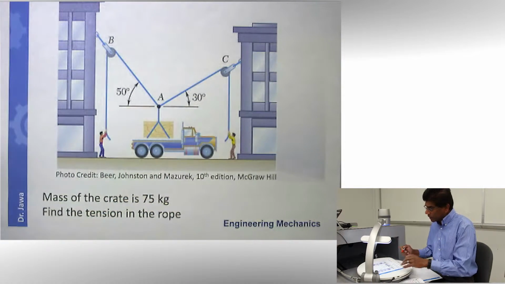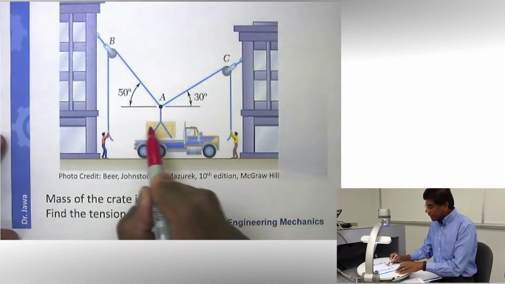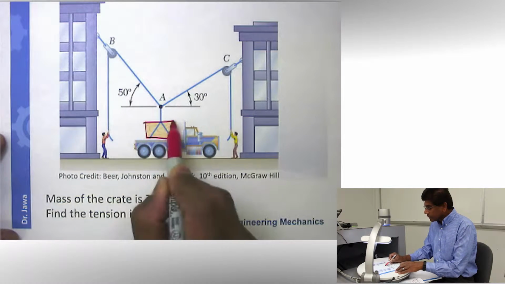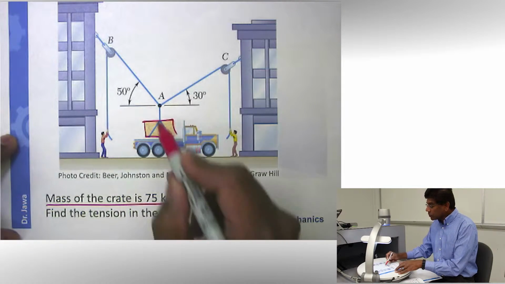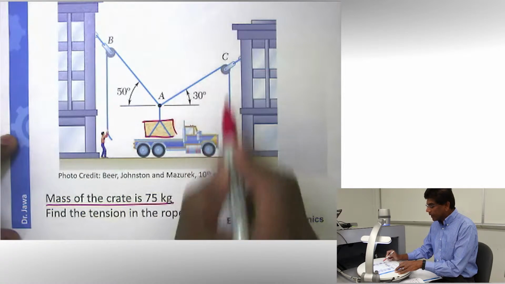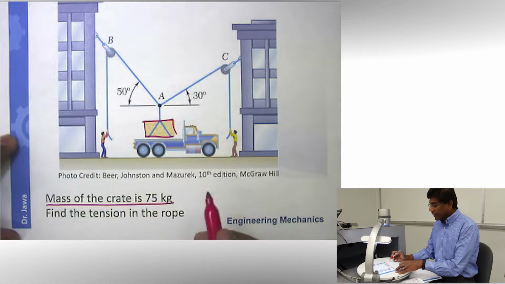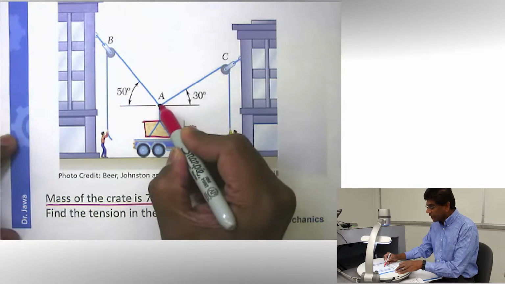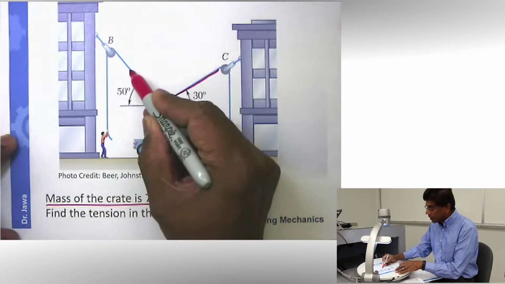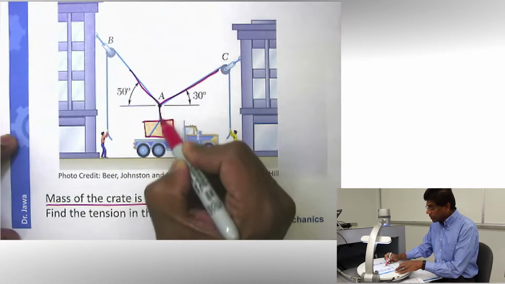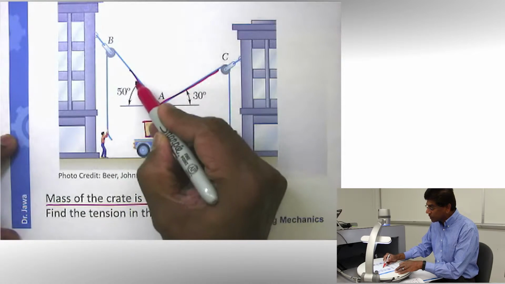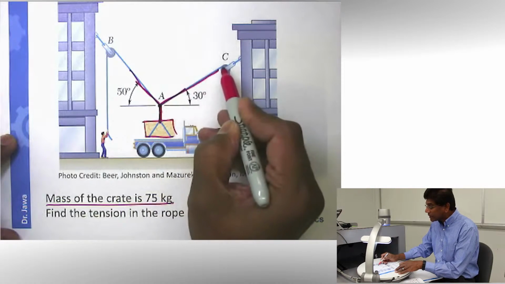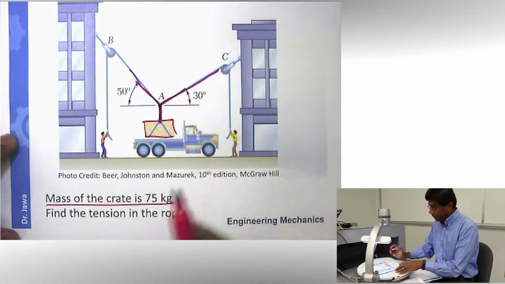So let's take a look at this one. What is given to us? Here is a crate, and the mass of the crate is given to us. And these two guys are trying to lift it using a cable and a pulley system. And our task is to find the tension in the cables. You know already the cables are always in tension. And the tension in this cable is known because that will be the weight of this. We want to find the tension in these two cables, cable AC and cable AB.